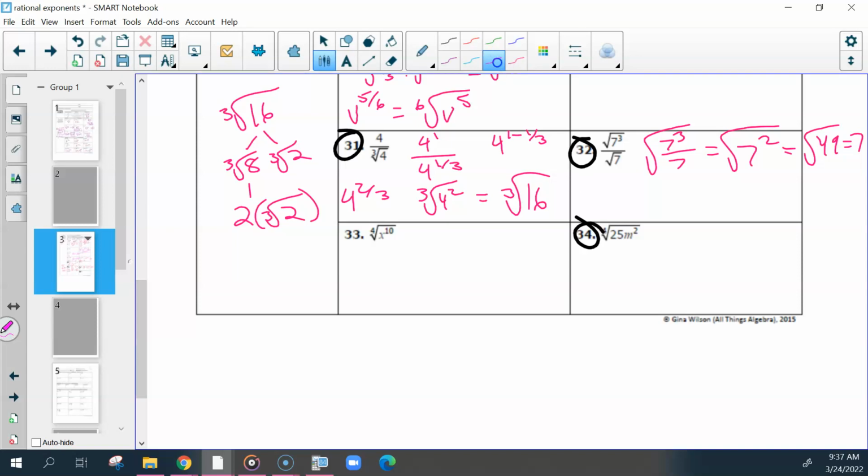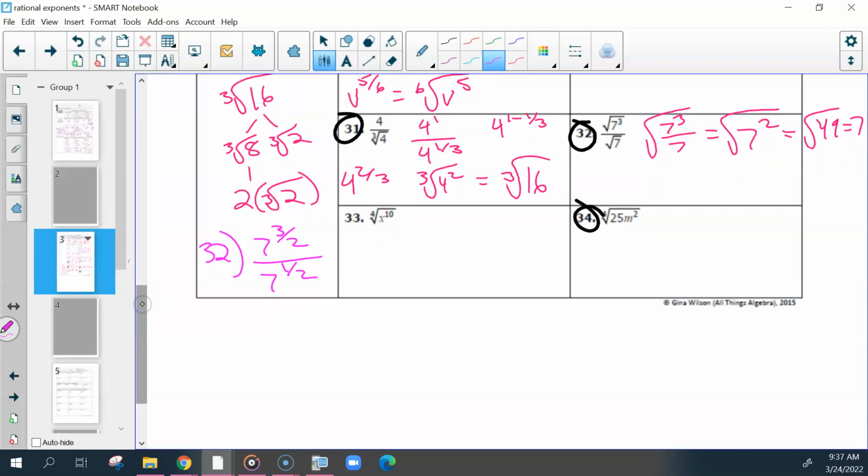Let's do this bigger. This would be 7 to the 3 over 2 over 7 to the 1/2. So 7 to the 3 over 2 minus 1/2. 7 to the 2 over 2, or 7 to the first. So if the index is the same, then you can go with that process, keep it in radical form, and so on and so forth. If it's not, then changing it back would be ideal.